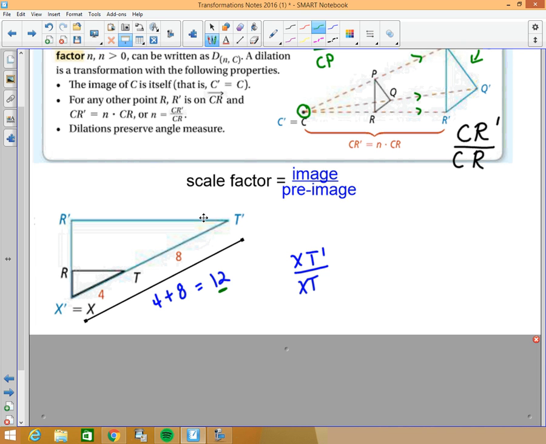So that distance is actually going to be 12. So I'm going to use the same scale factor, image over pre-image. So the image is X to T prime, right? Which would be what? 12. And the pre-image is going to be X to T, which is 4. And we know that will reduce by a factor of 4, and we'll get 3 to 1. Now this is a ratio, so we can write it as 3 to 1, but the scale factor is going to be 3.